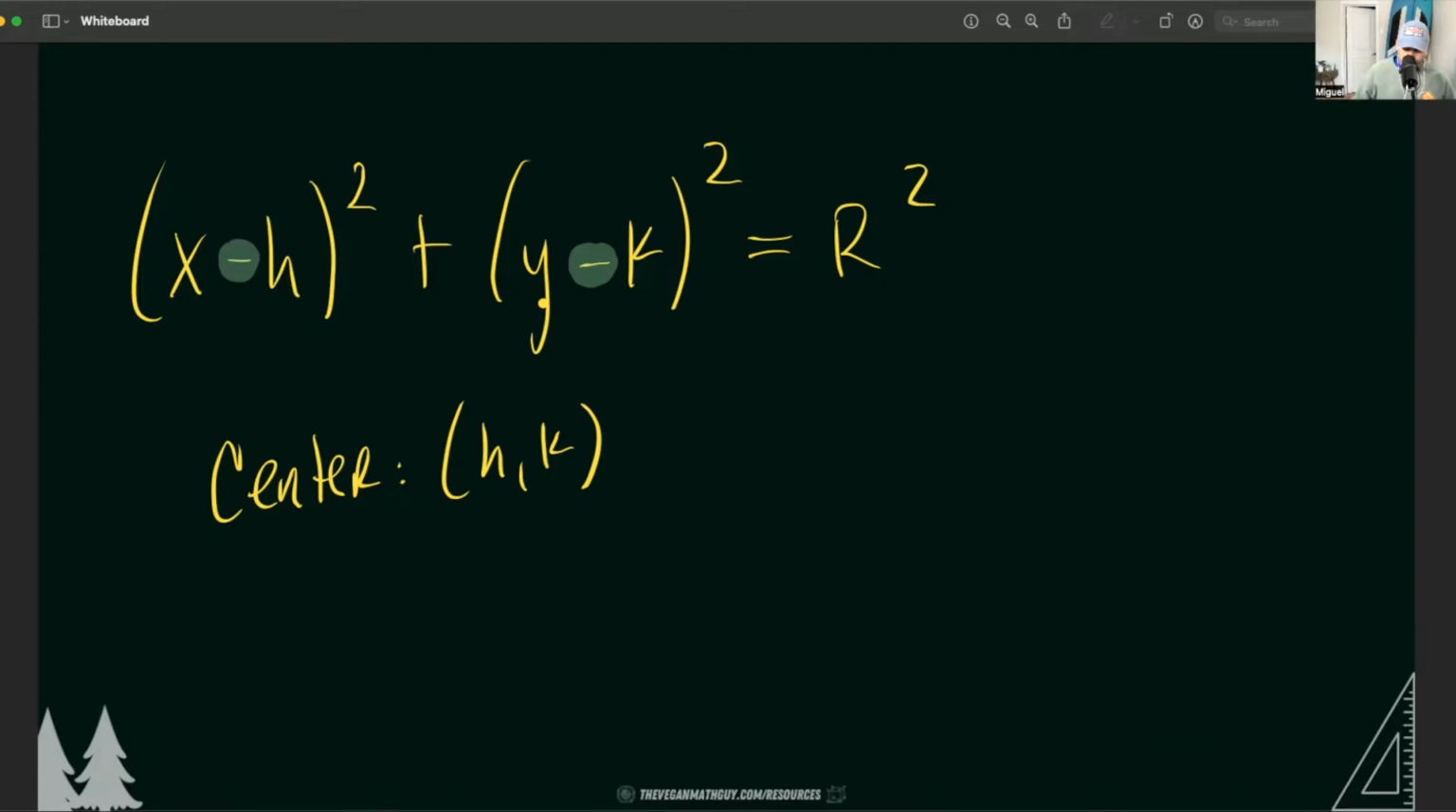Okay, so our center is H comma K, and of course our R is going to be the radius of this conic. And we're going to use that in a second to graph a particular conic. So I'm going to give you an equation in standard form, and we're going to have to go ahead and graph it.